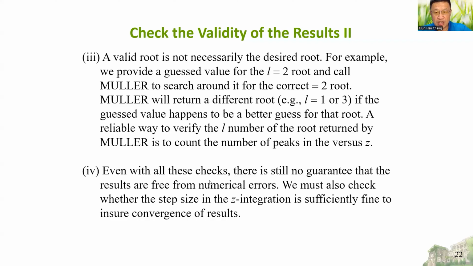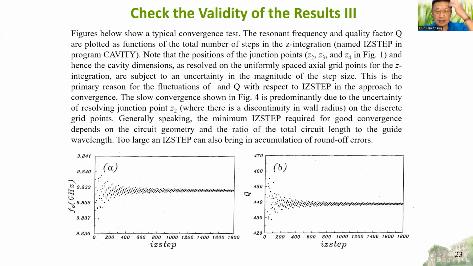Even with all these checks, there is still no guarantee that the results are free from numerical errors. We must also check whether the step size in the Z integration is sufficiently fine to ensure convergence of the results. So we should check with more steps. In principle, it should be more accurate, such as here.